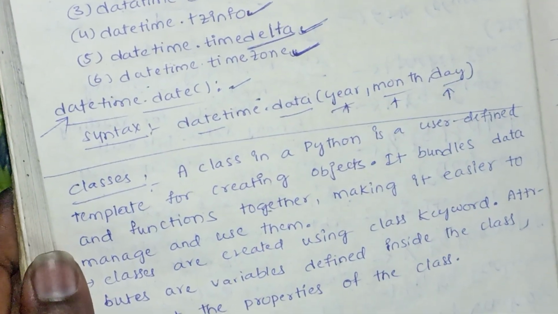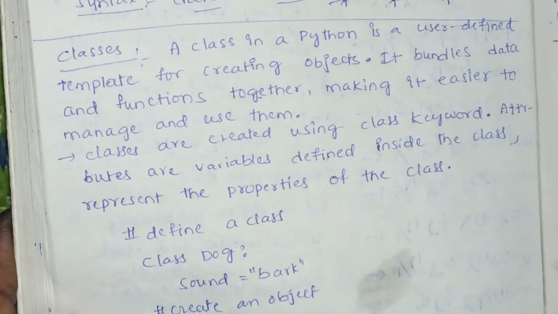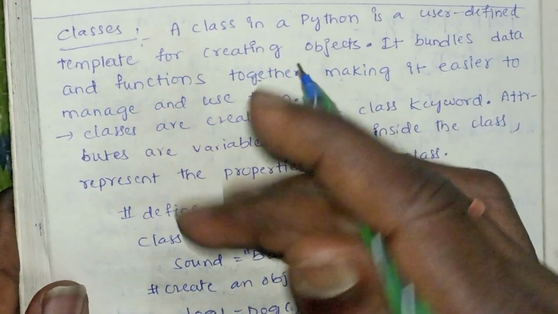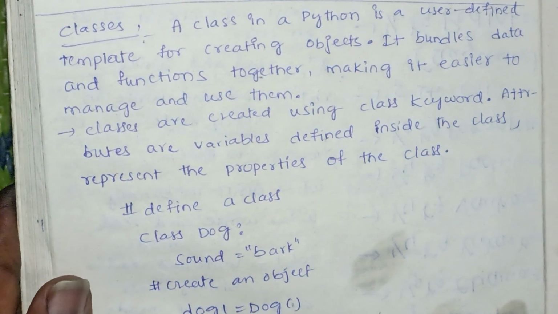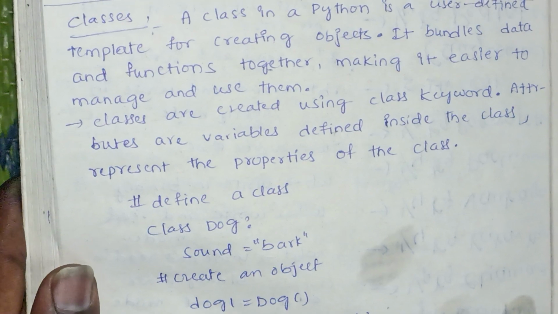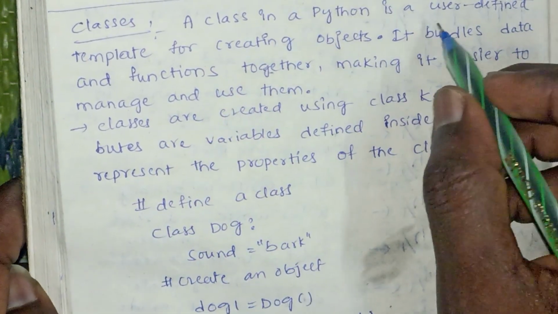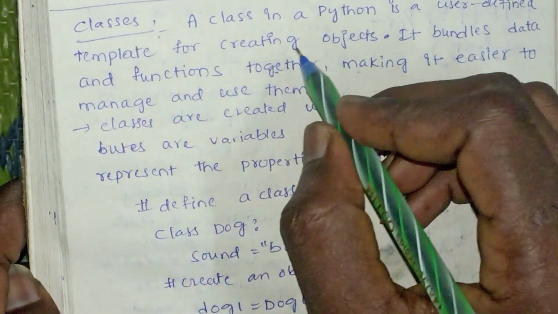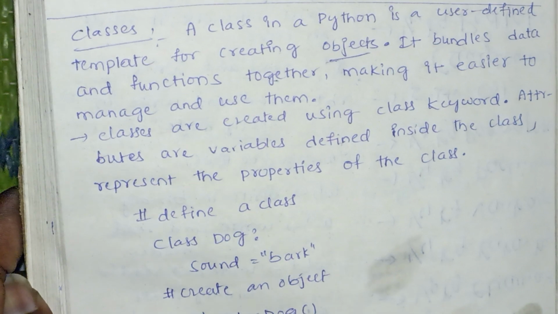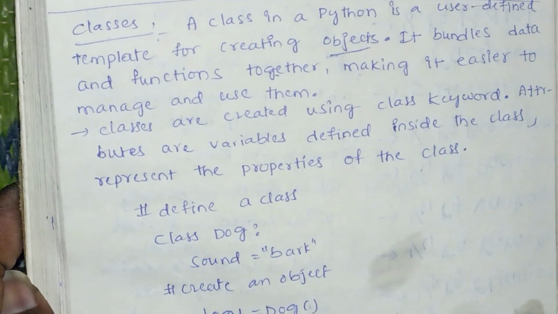Okay, next we will move to classes. In OOP languages we know that classes and objects are common. In this topic I will cover objects also, because a class is nothing but a blueprint or template of an object. So what is an object? An object is a real-time entity. A class in Python is a user-defined template for creating objects. I already said a class is a blueprint or template of an object.